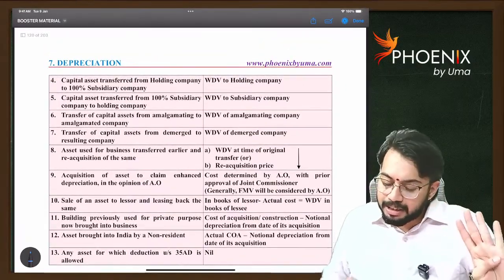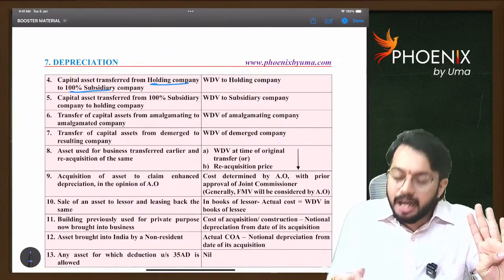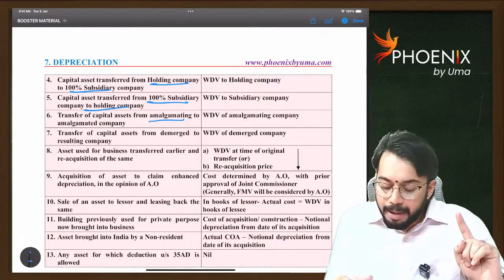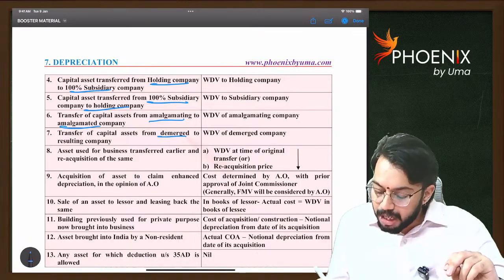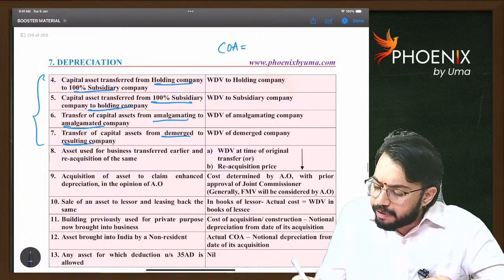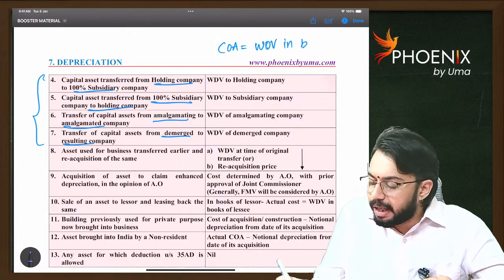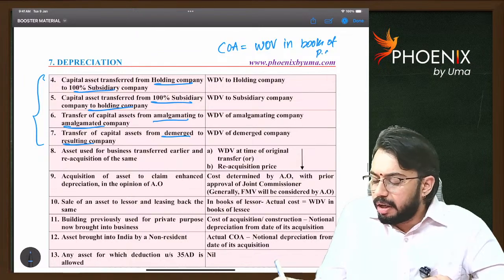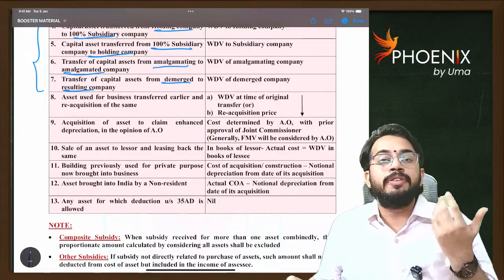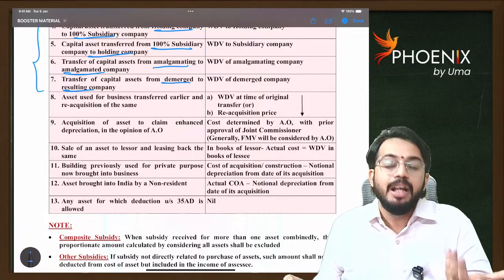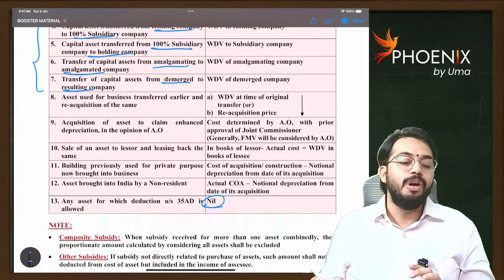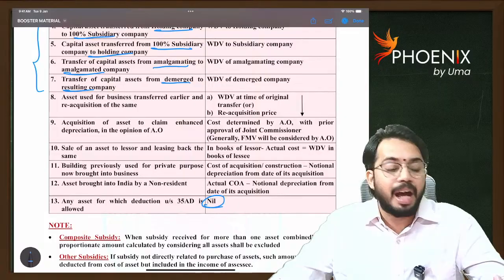So there are four cases: transfer of asset from a holding company to a 100% subsidiary company, from a 100% subsidiary to the holding company, transfer of assets from the amalgamating to the amalgamated company, and transfer of assets from the demerged company to the resulting company. In all these four cases, the cost of the asset is equal to the written down value in the books of the previous owner. Next, if any asset is used for a specified business under section 35AD, then if that asset is transferred to normal business, the cost of acquisition is equal to 0, because already in the specified business you would have claimed 100% of the deduction.